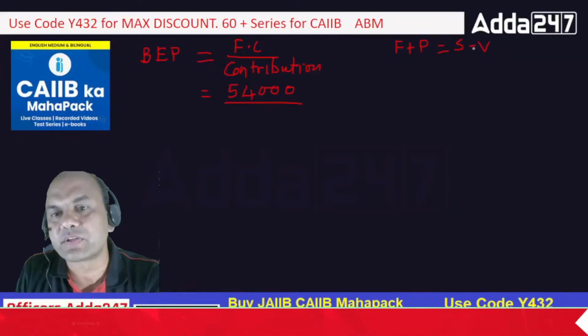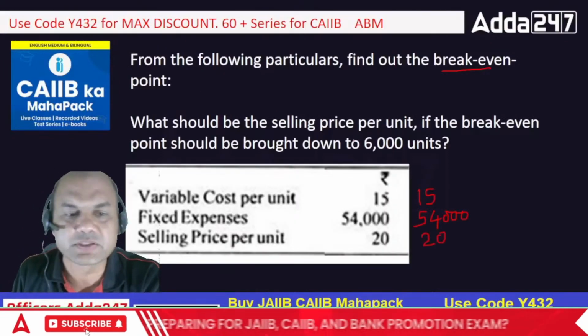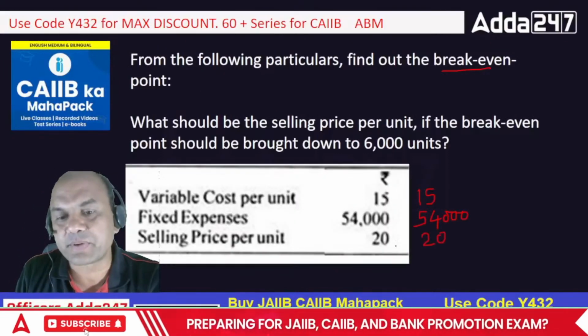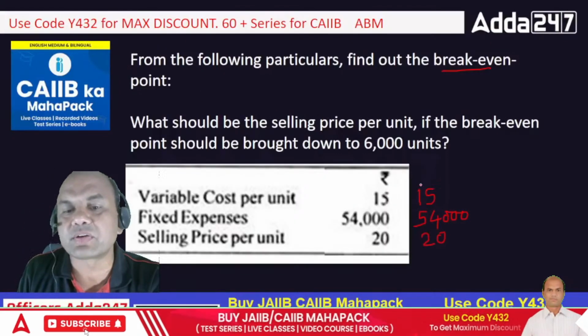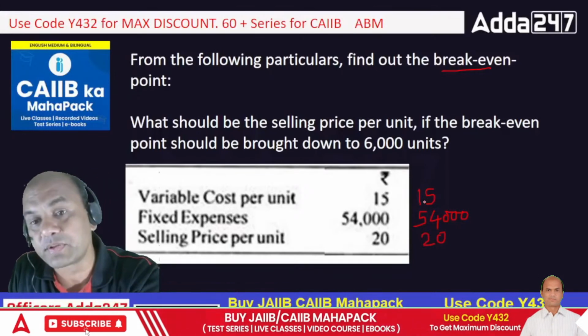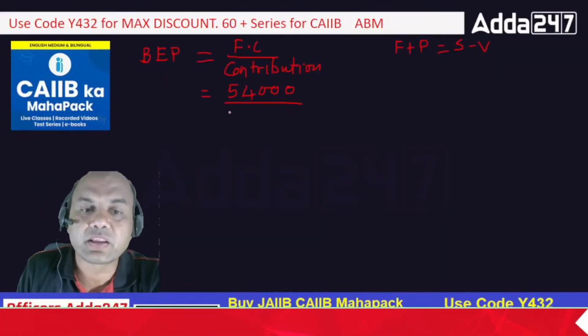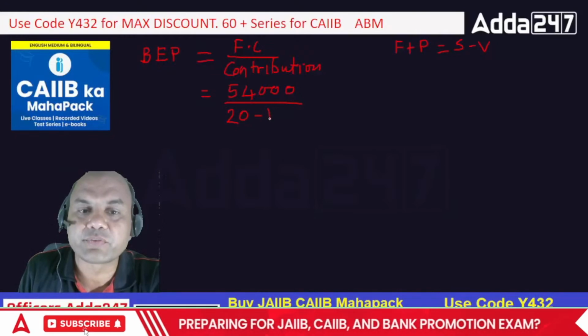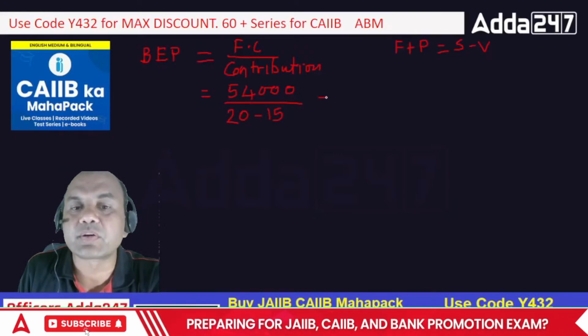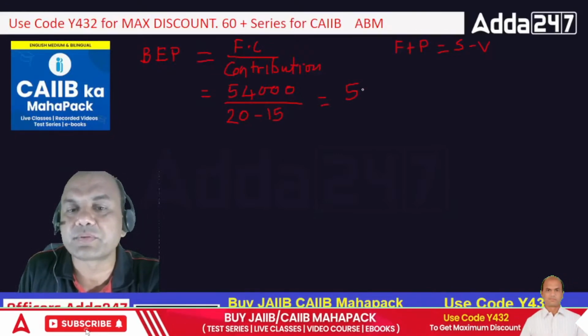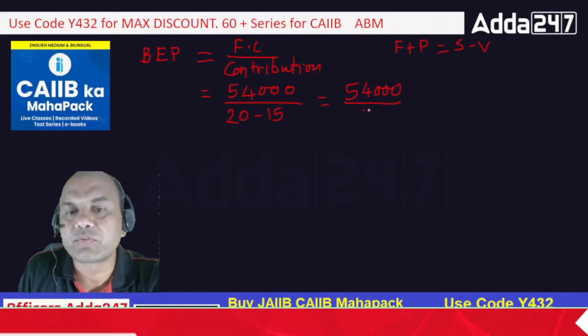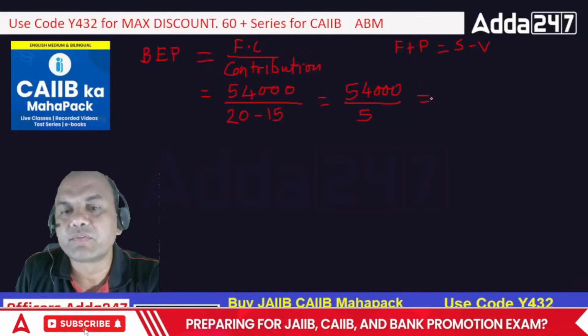So selling price per unit and variable cost per unit. Do you know this? Yeah. Selling price per unit is 20 and variable cost per unit is 15. So both of them we know. So 20 minus 15. So that becomes what? 54,000 upon 5, right? Upon 5. So that is equal to what?